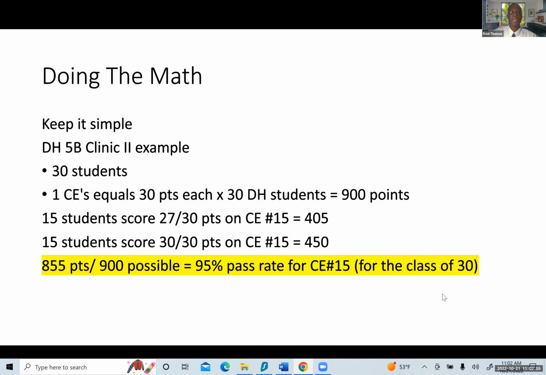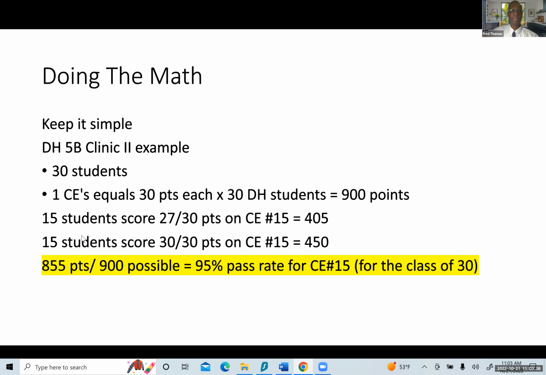So in doing the math at the end of the semester when trying to satisfy my SLOs, depending on what SLO it's for, I would look at that CE. There's usually 30 students in the class. And if I'm just looking at DH5B, 1 CE equals 30 points, 30 students. So it's a total of 900 points. And this is just a hypothetical, but let's just say 15 students score 27 out of 30 points on it. That equals 405.